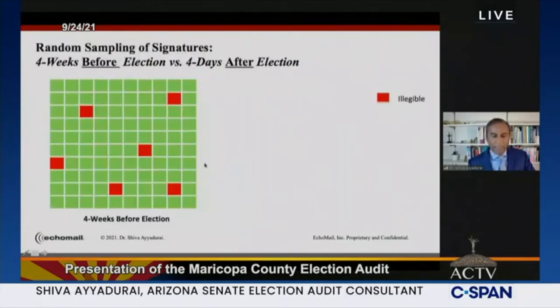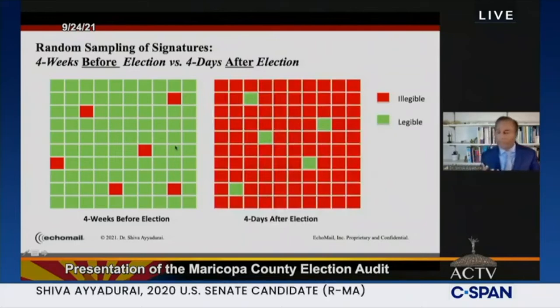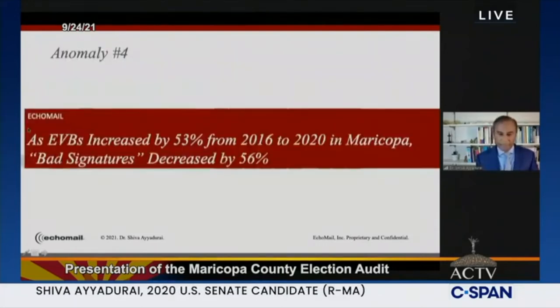If I were to do a heat map, again, this is a representation, it would look like this, where the red represents illegibility and the green represents legibility. It would look like this if you wanted to visually do this. And if we were commissioned to do more, we could do this. But you can see a marked difference between legibility. There could again be an explanation for this.